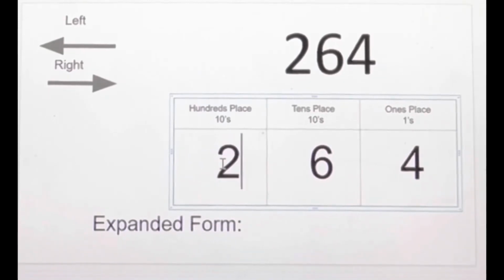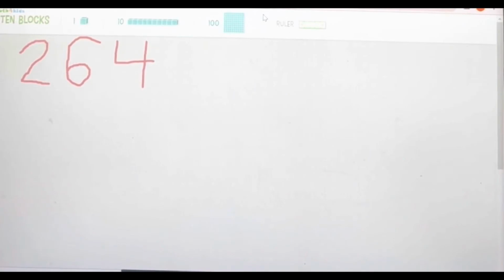And 2 is the digit in the hundreds place. So in the number 264 we have 4 ones, 6 tens, and 2 hundreds. Alright, so next we are going to represent the number 264 in expanded form.